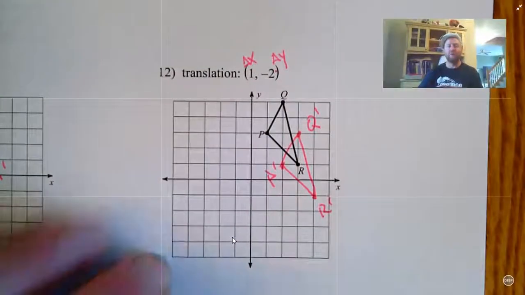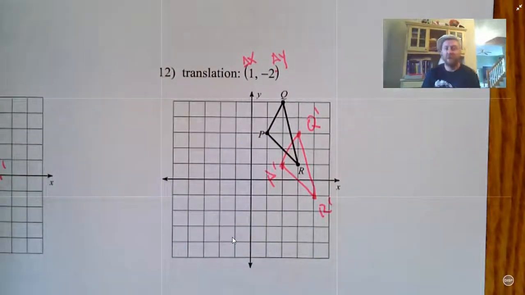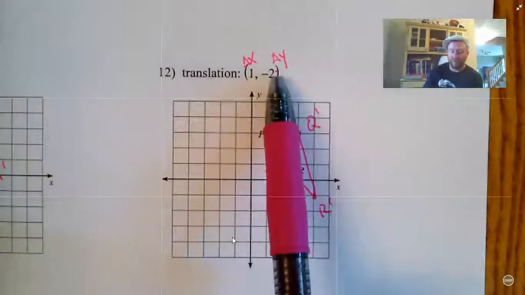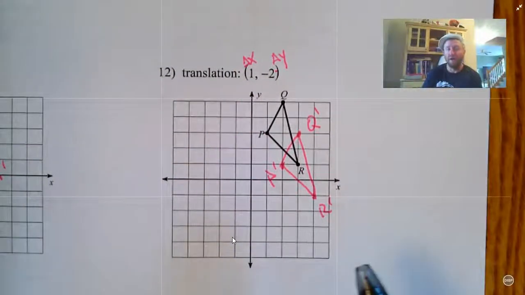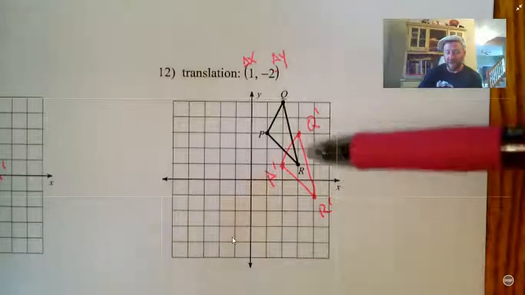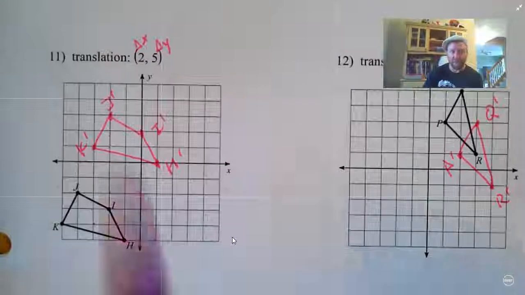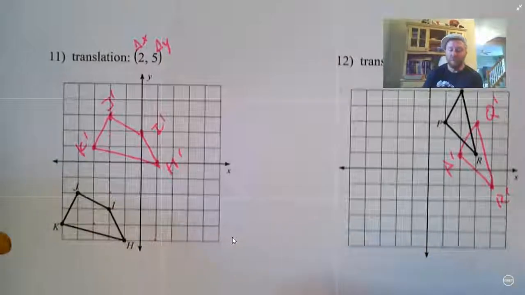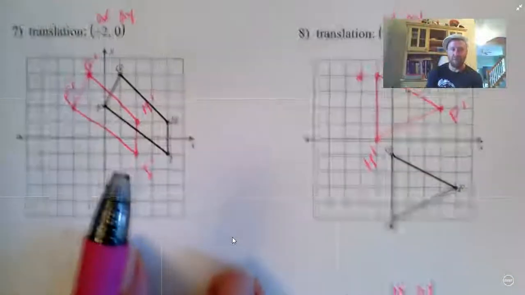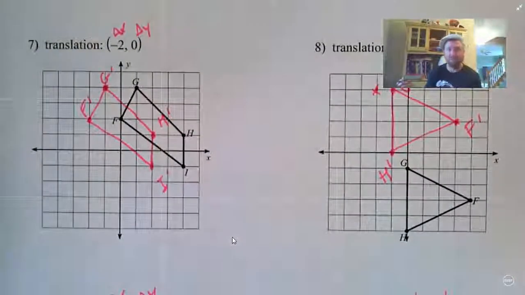So pretty straightforward. In your vector notation, the first number tells you your delta X, or your change in X. You move that many spaces to the right or left. Right if it's positive, left if it's negative. And your second number tells you your delta Y, your change in Y. If it is negative, like this one, you're moving down. If it's positive, like it was here, you're moving up. If your delta Y is 0, you don't move up or down at all. You just move left or right.